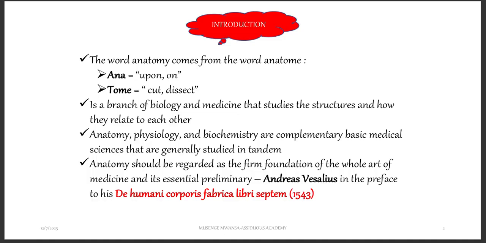Now, anatomy should be regarded as a firm foundation for the whole art of medicine. Notice that medicine is actually an art. What does art mean? You learn it. You are not born with the knowledge. Just like leadership is not something you are born with, it is an art. You practice, you learn, you get to develop yourself every time.